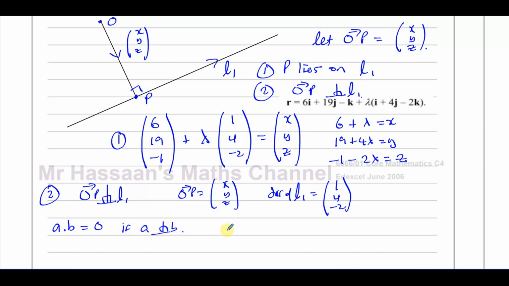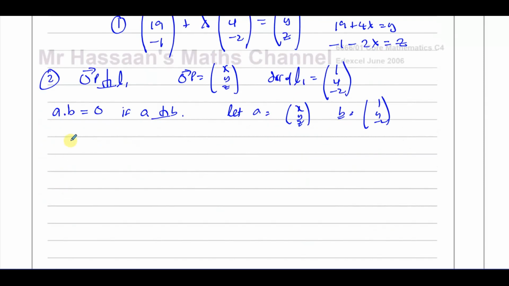So we can say let A be XYZ and let B be 1, 4, minus 2. So I know therefore that XYZ multiplied by 1, 4, negative 2 is definitely going to give me 0. So we can make an equation from this as well. So x times 1, which is x, plus 4 times y, which is 4y, plus minus 2 times z, which is going to be minus 2z.